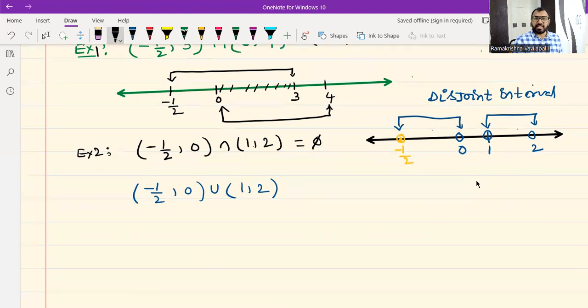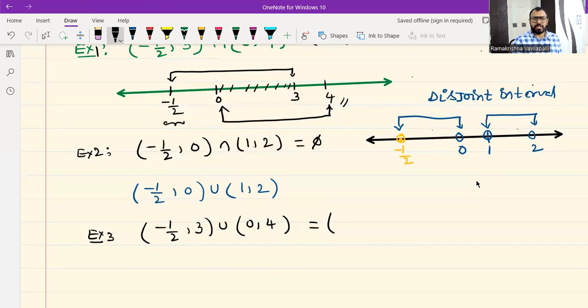When do we write a single interval? For example, if I ask minus 1/2 to 3, union 0 to 4. See, this is the left hand point and this is the right hand point. There is no break at all. So you take minus 1/2 to 4.